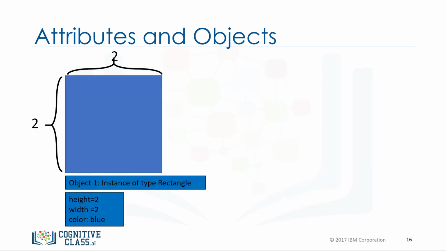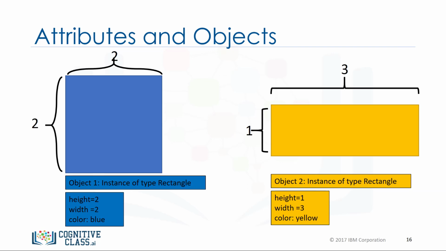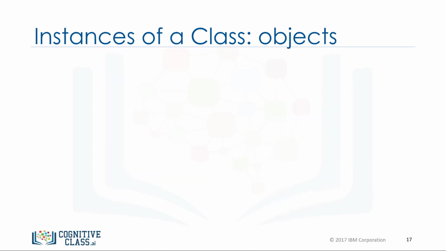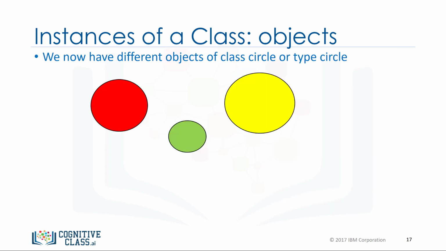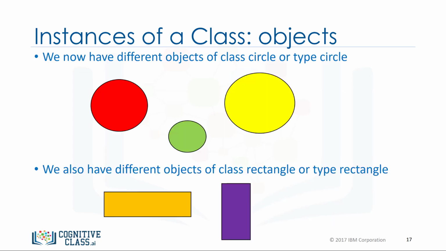We can also create an object that is an instance of type rectangle. The color data attribute is blue, and the data attribute of height and width is 2. The second object is also an instance of type rectangle. In this case, the color data attribute is yellow, and the height is 1, and the width is 3. We now have different objects of class circle or type circle. We also have different objects of class rectangle or type rectangle.